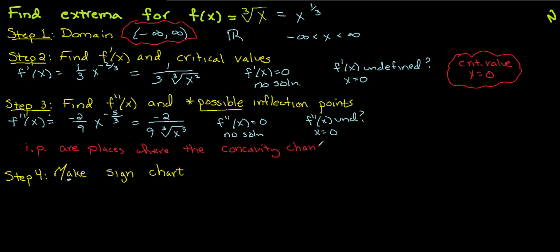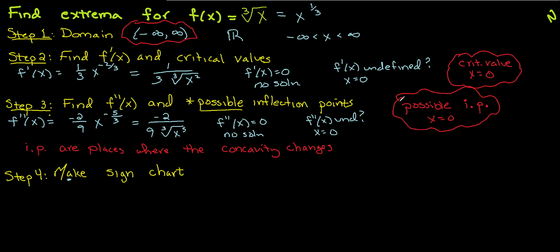It's not enough to just say that the second derivative was 0 or undefined. That is true when we're looking at critical values. It's enough to just say, oh, it was 0 or undefined. But if we're looking at inflection points, we have to really go in and test if the concavity changes or not. So this is a possible inflection point, and I won't really know if it's an inflection point until I get down here to step 4. So I'm going to label this as a possible IP, possible inflection point, and that's also at x equals 0.